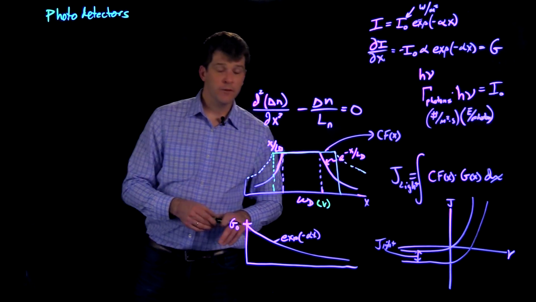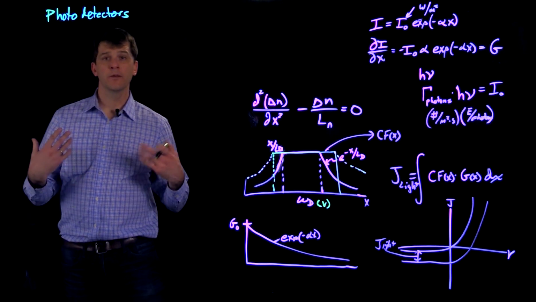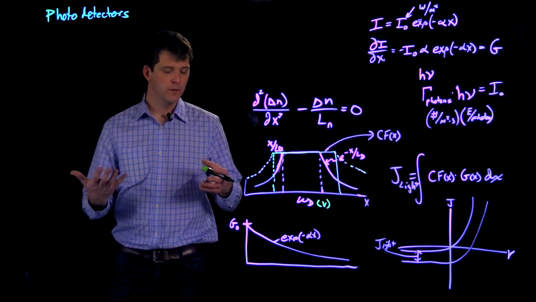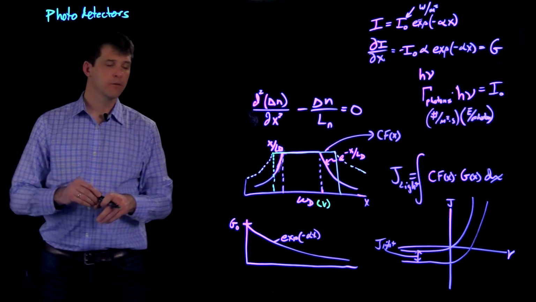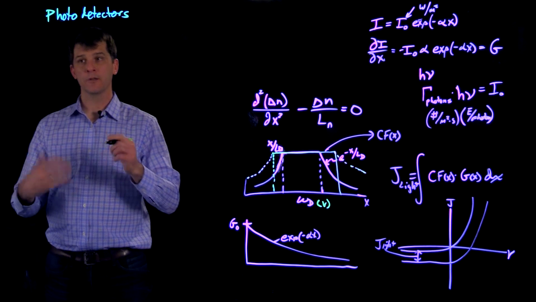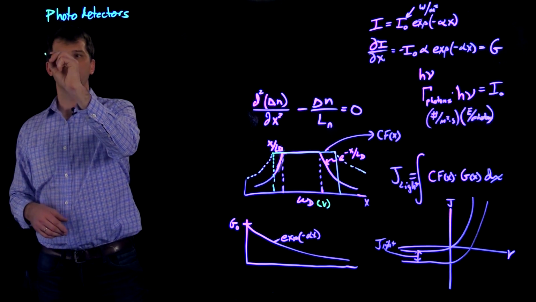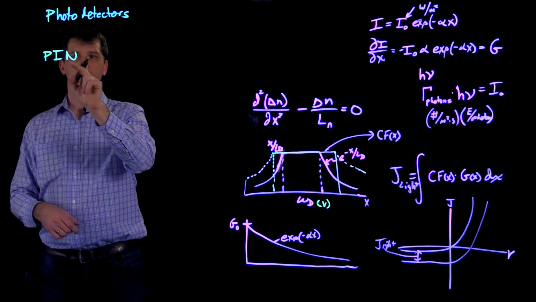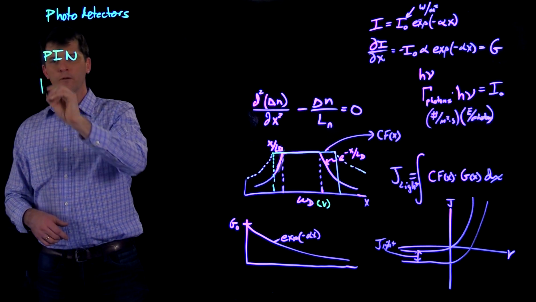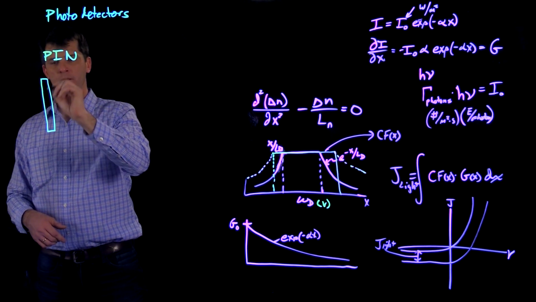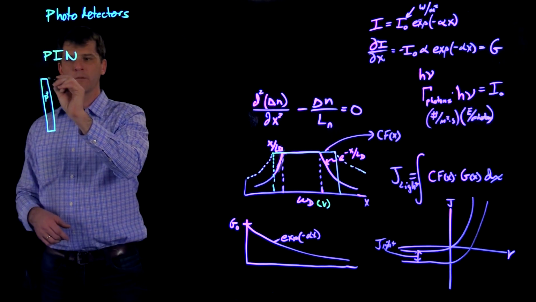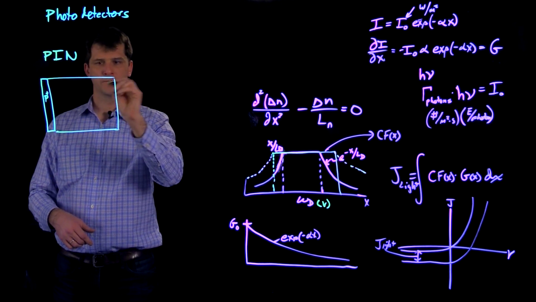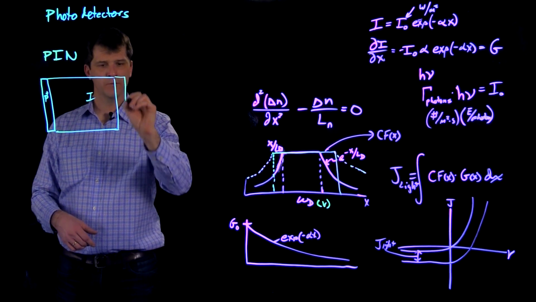A third thing you can do is make a diode that can operate in very small bias, but still have a large or larger built-in field. So this is called the PIN device, and that stands for P intrinsic N-type. So here we put in P plus material, intrinsic material, and N plus material.